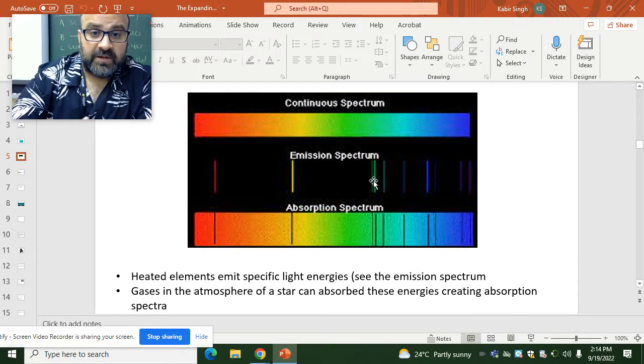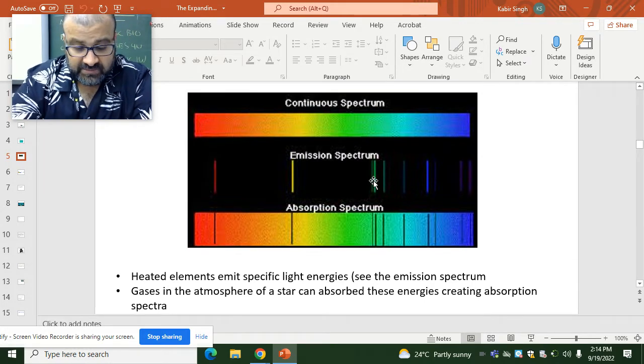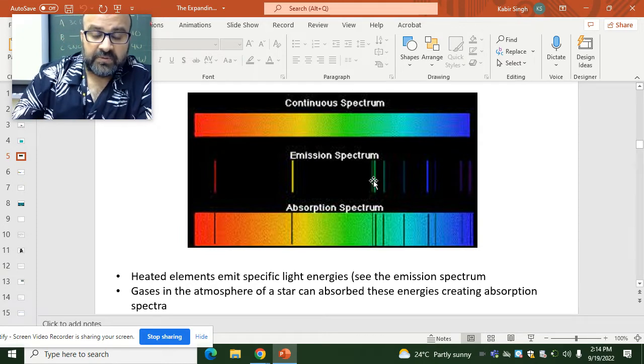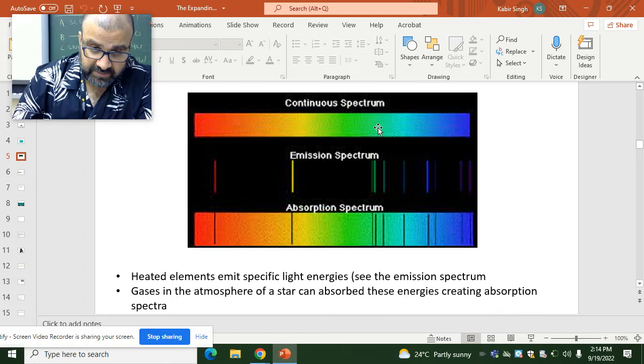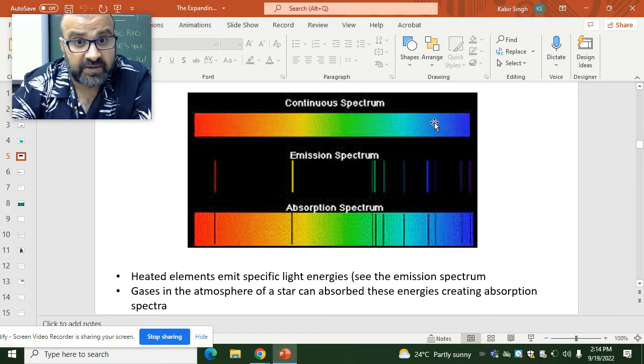Okay, so how did you see that? By looking at light, how can you tell? Okay, so light comes off in the visible spectrum. Here's the spectrum of light. All these colors combine to make white light.